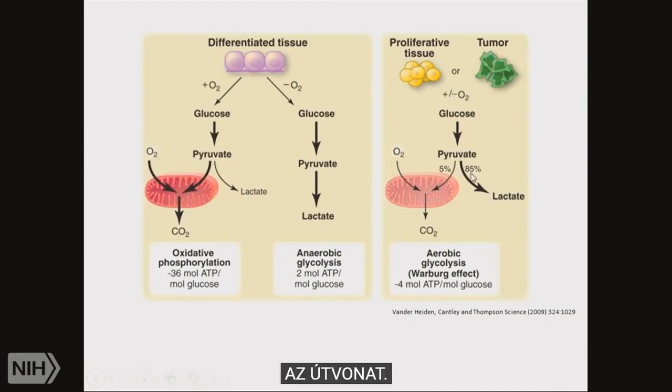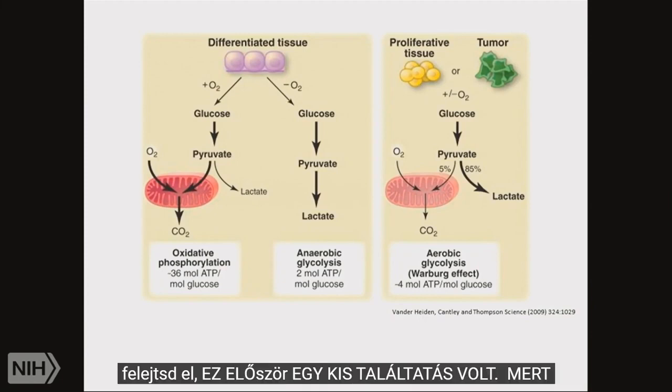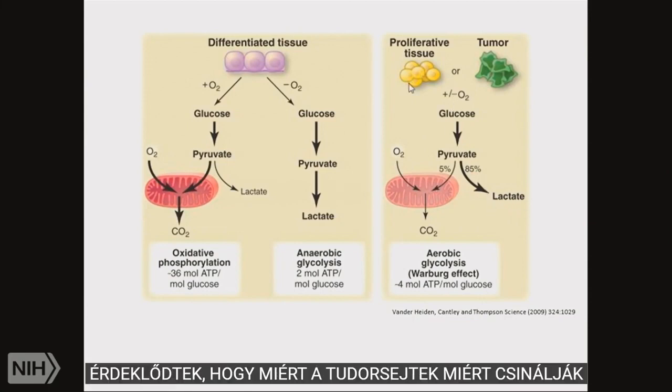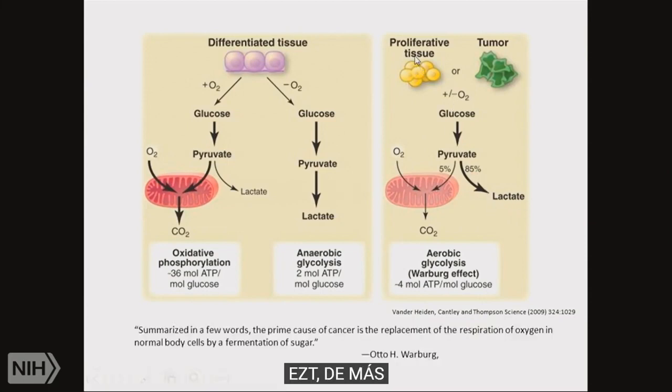And remember, at first that was a bit of a conundrum, because we make all this ATP through OXPHOS. Why would we do that? Well, the reason we do that is because you can make it very fast, and you generate a lot of lactate. Lactate can be spit out, and people have now been very interested in why tumor cells do this, but other proliferative tissues do it as well.